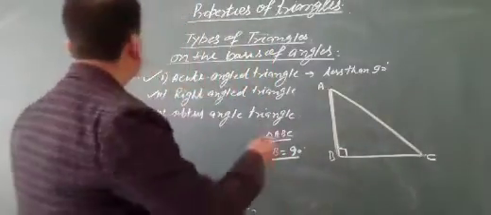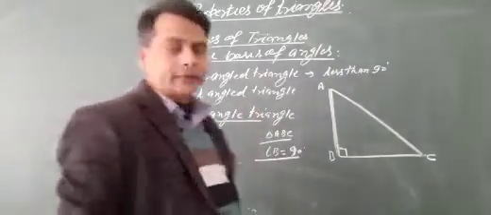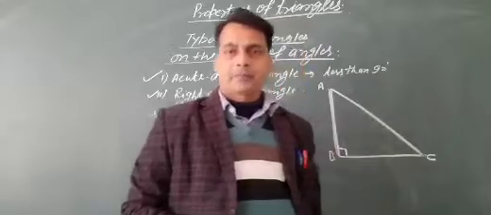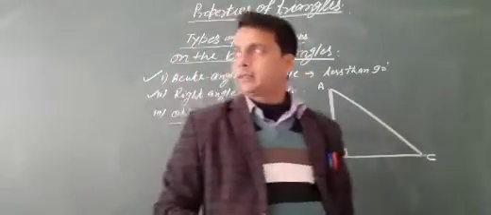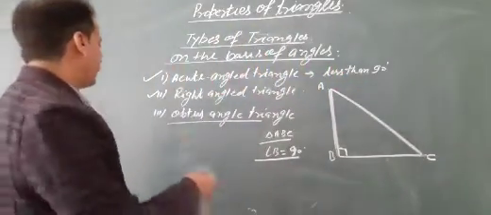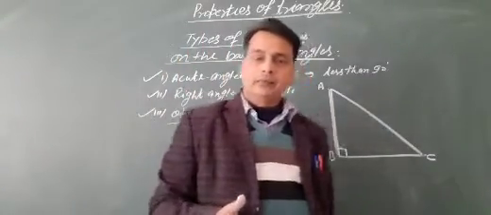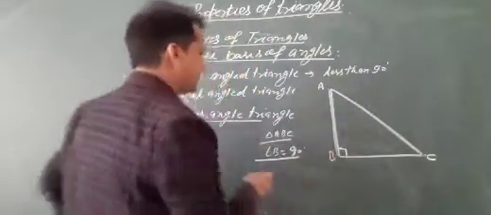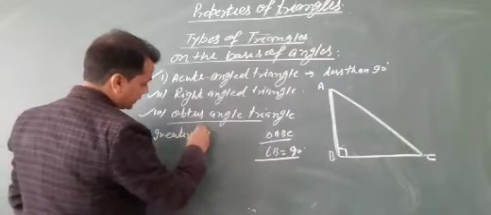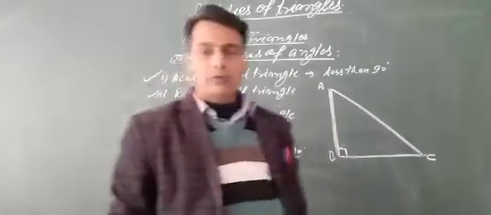Now next is the obtuse angle triangle. In any triangle, if one angle is greater than 90 degrees, this type of triangle is known as the obtuse angle triangle.